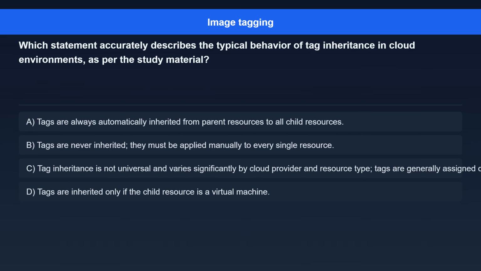Question 3. Which statement accurately describes the typical behavior of tag inheritance in cloud environments as per the study material? Option A. Tags are always automatically inherited from parent resources to all child resources. Option B. Tags are never inherited. They must be applied manually to every single resource. Option C. Tag inheritance is not universal and varies significantly by cloud provider and resource type. Tags are generally assigned directly to a resource unless explicitly stated otherwise. Option D. Tags are inherited only if the child resource is a virtual machine.